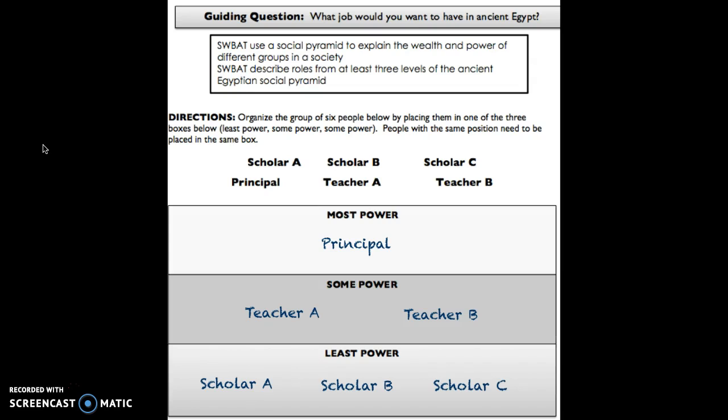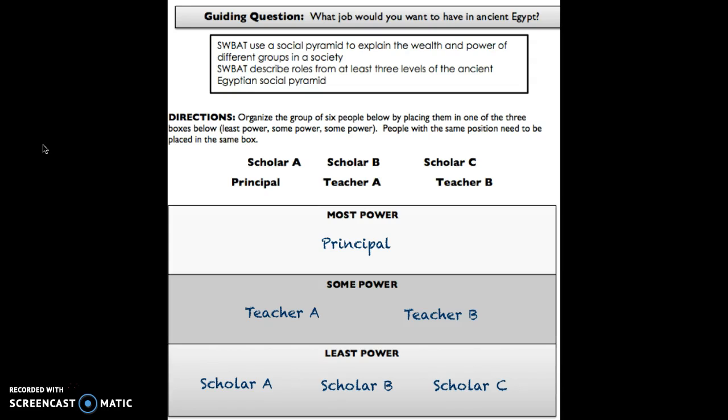And what I want you to notice here is that societies are also typically organized in this way, where the power is given to the hands of the few. So the most power has the least amount of people. Some power has a decent amount of people. And then the least power, there are a lot of people with very little power in a society.